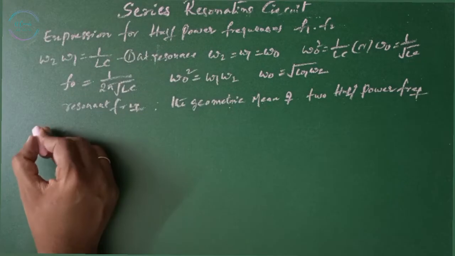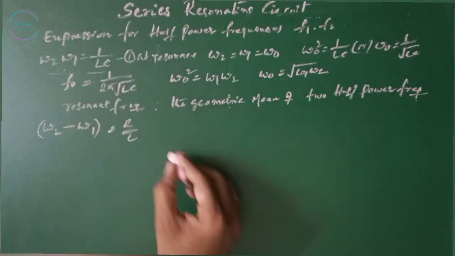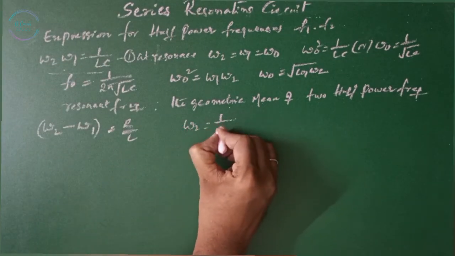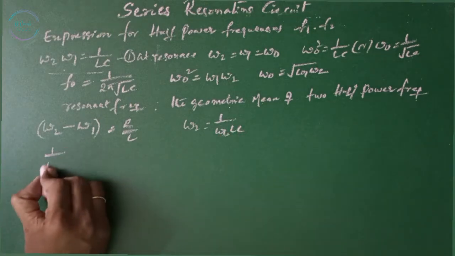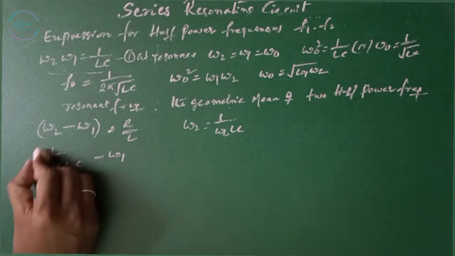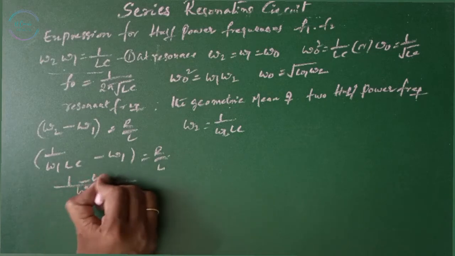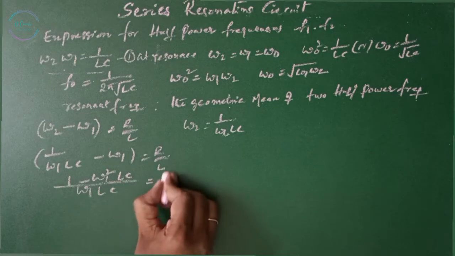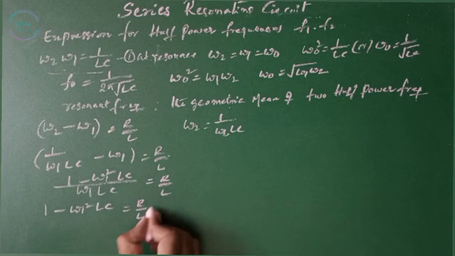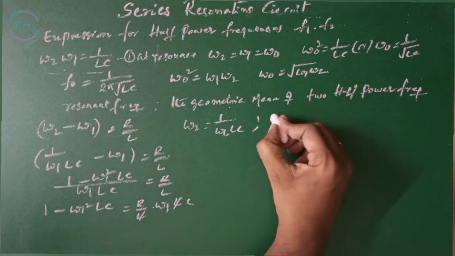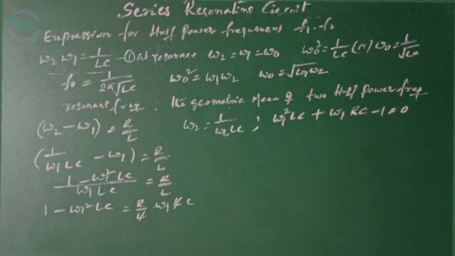Question number 1 here: we know that the bandwidth omega 2 minus omega 1 equals R by L. From this equation, omega 2 equals 1 by omega 1 LC. Now you can substitute that here. Then 1 by omega 1 LC minus omega 1 equals R by L. Taking the common denominator, 1 minus omega 1 square LC over omega 1 LC equals R by L, or 1 minus omega 1 square LC equals R by L omega 1 LC. Simply, this equation will become omega 1 square LC plus omega 1 RC minus 1 equals 0.